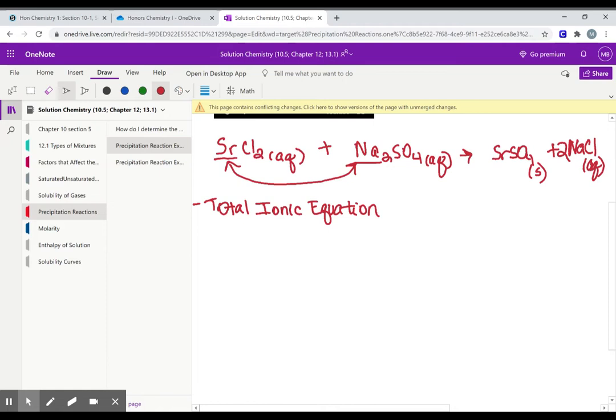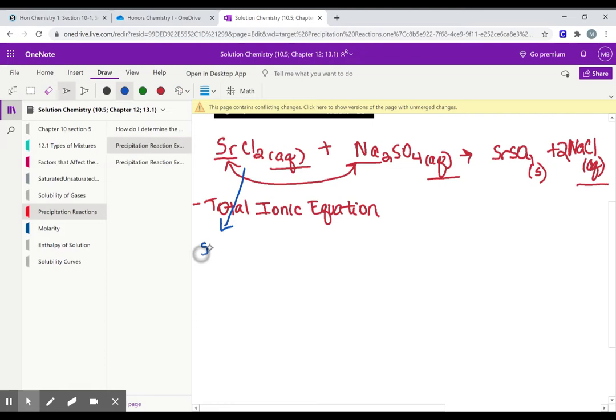In a total ionic equation, everything that is aqueous is going to dissociate. Okay, so if I look, my strontium chloride is aqueous, my sodium sulfate is aqueous, and my sodium chloride is aqueous. We know from earlier in the chapter, dissociate means we're going to break them apart into their ions. Okay, so we do one substance at a time. So we're going to break apart our strontium chloride.